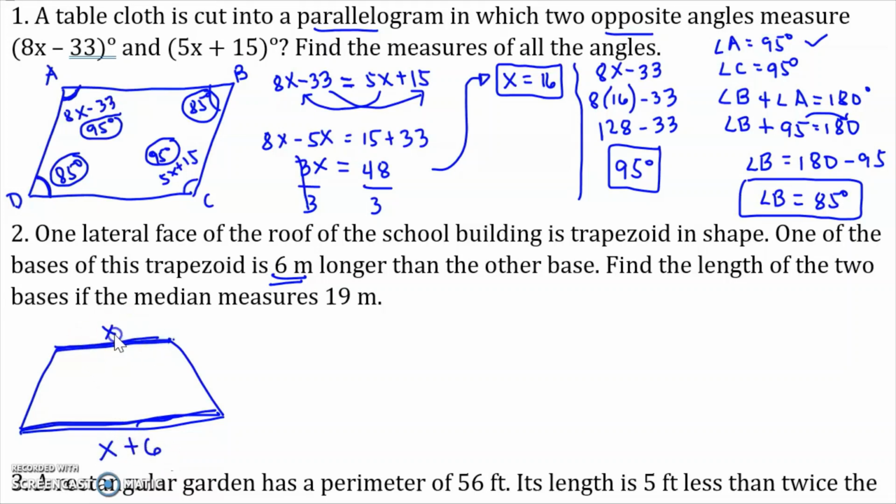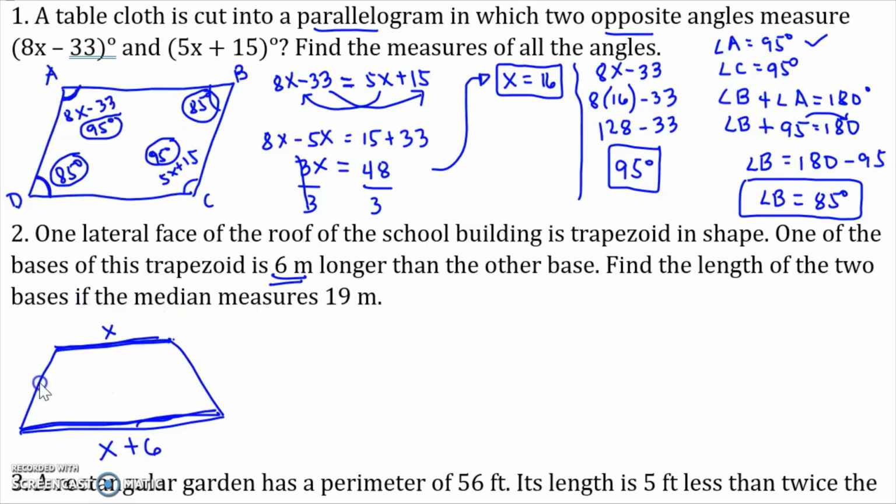Nakuha? So, doon ang galing yun ha. Si x yung hindi na-describe, si x plus 6 yung dinescribe. Kasi sabi, yung isa naman daw ay mas mahaba ng 6 meters doon sa isa pang base. So, ito yung sukat ng isang base plus 6 lang. Nakuha, so doon ang galing yan. So, sabi, find the length of the two bases. Hanapin daw natin yung sukat nitong dalawang base if the median measures 19 meters.